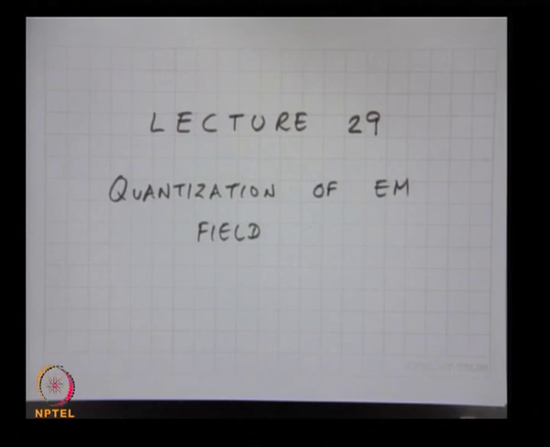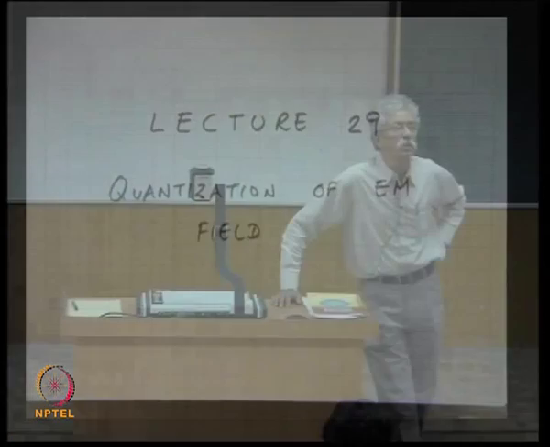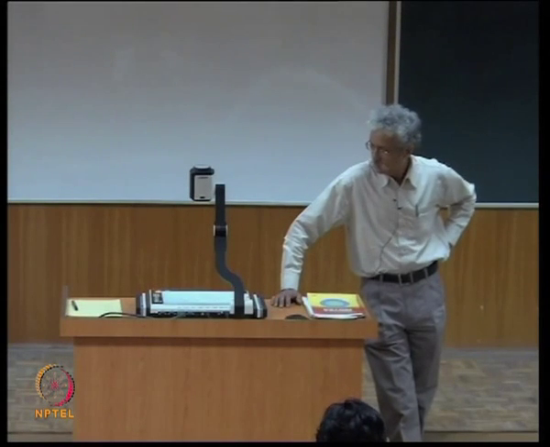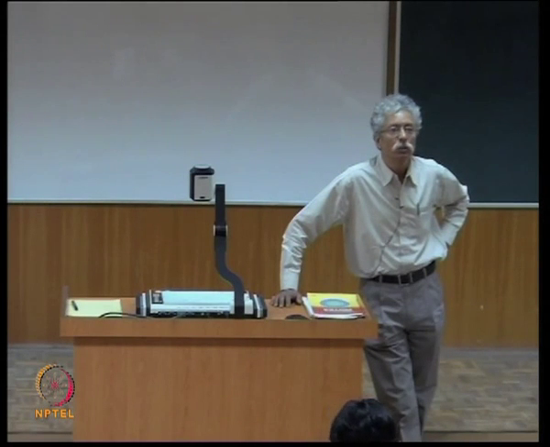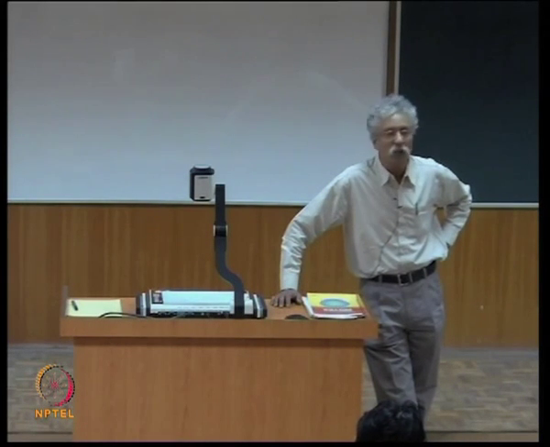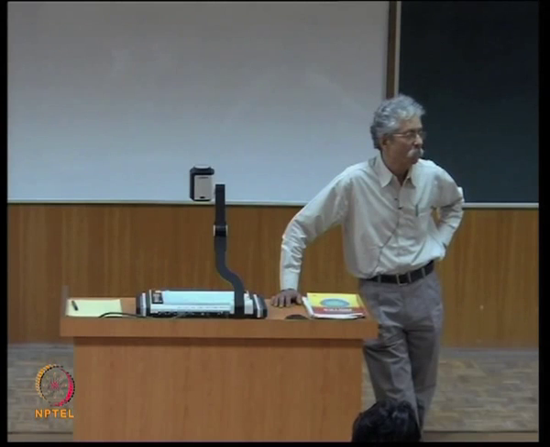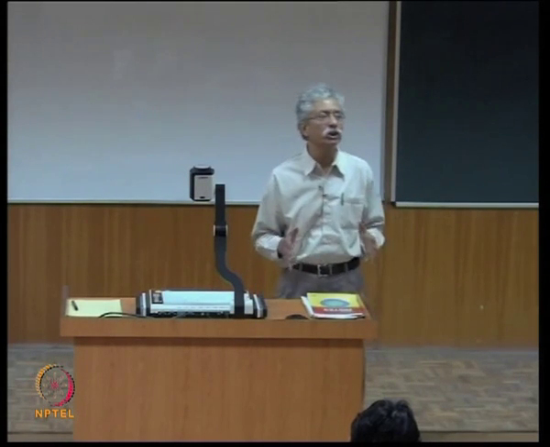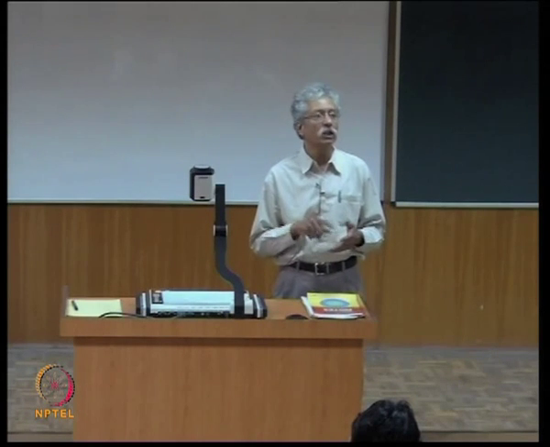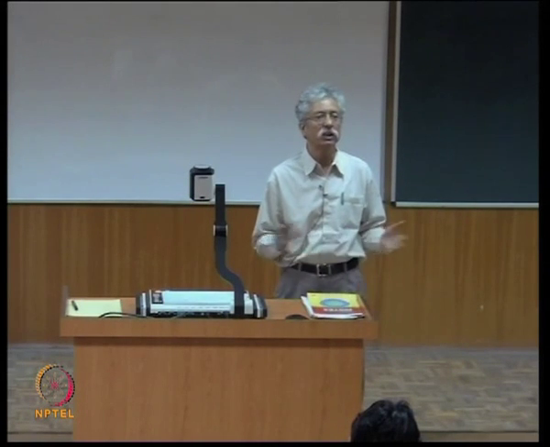What we did was write the wave equation in terms of the vector potential, because knowing the vector potential, I can calculate the electric field, which is minus del A by del t, and the magnetic field, which is del cross A. So, if I get the solution in terms of the vector potential, I can calculate the electric field, magnetic field, Poynting vector, energy density, everything.